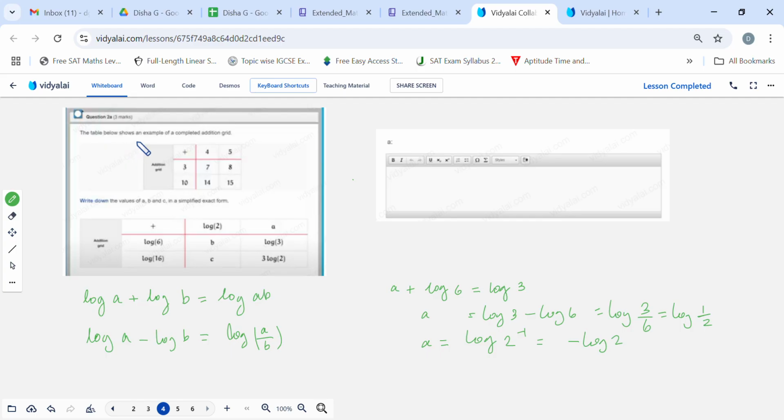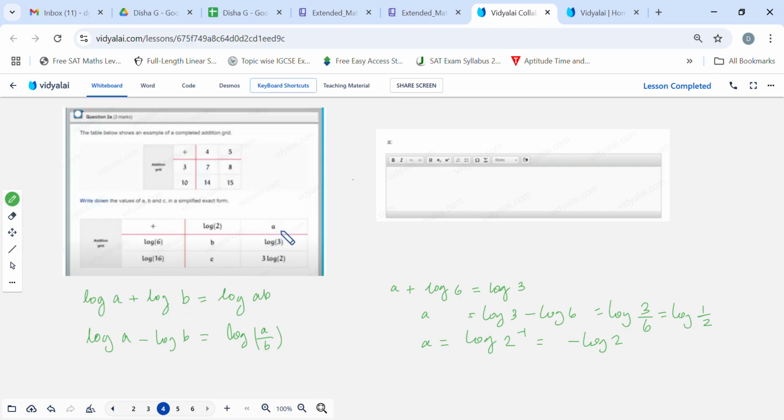The table below shows an example of a completed addition grid. 4 plus 3 is 7, 5 plus 3 is 8, 4 plus 10 is 14, 5 plus 10 is 15. Write down the values of A, B, C in a simplified exact form. So here we have to find A, B, C. So first of all we know that log of A plus log B is equal to log AB. This is the first important rule of logarithm.